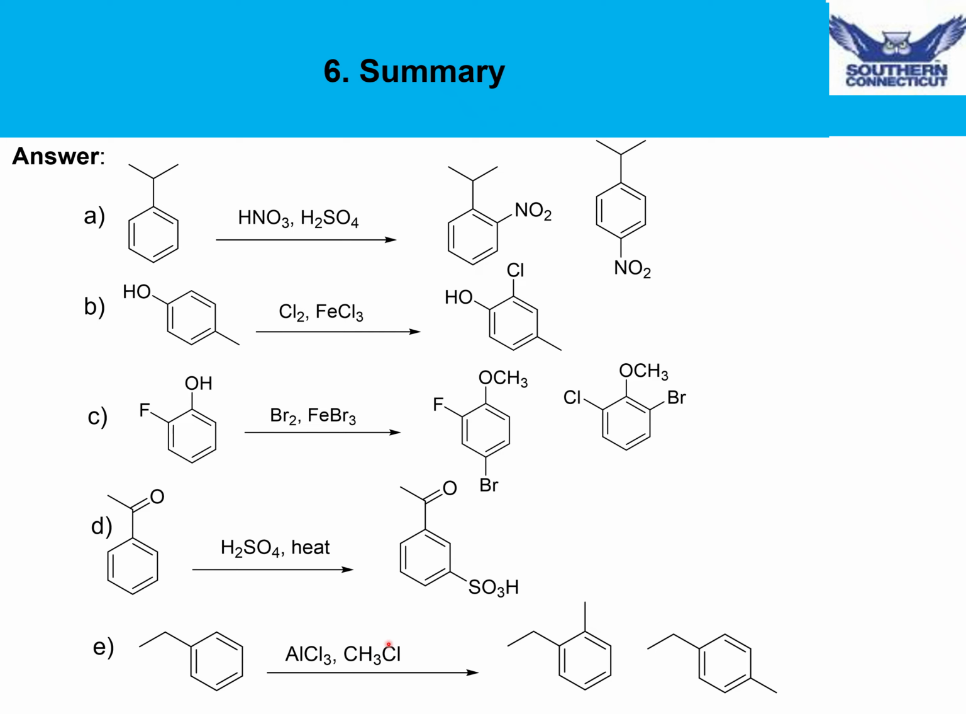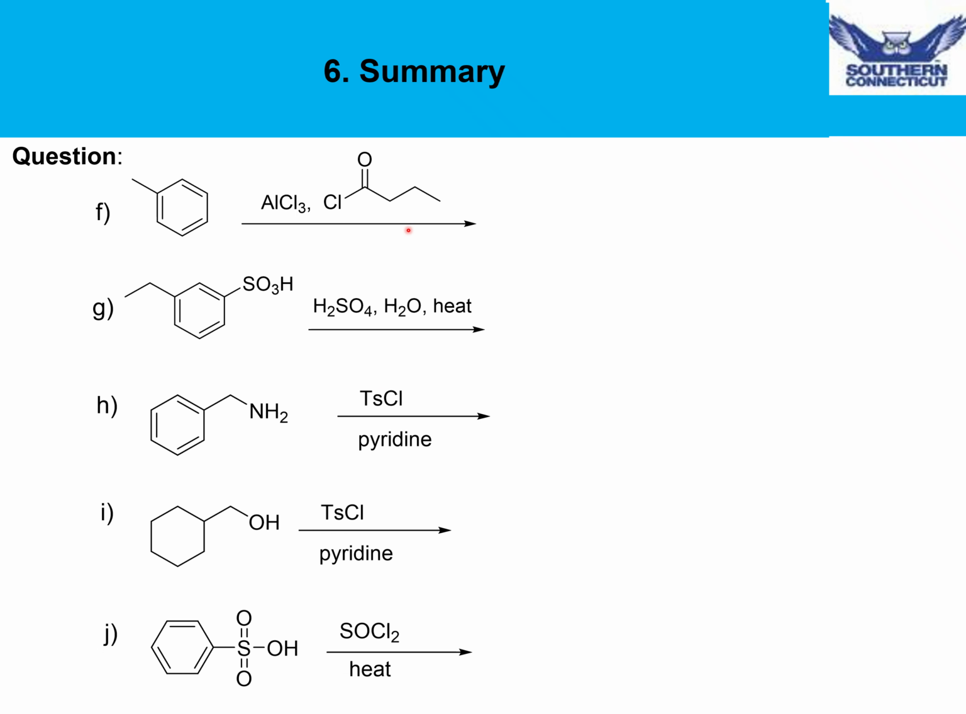Aluminum trichloride and an alkyl halide should lead to a Friedel-Crafts alkylation. The ethyl group is an ortho para directing group, so we should have two products where the methyl group is ortho or para to it.